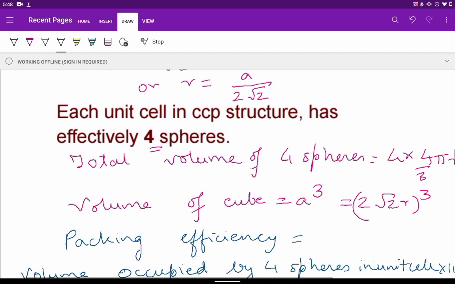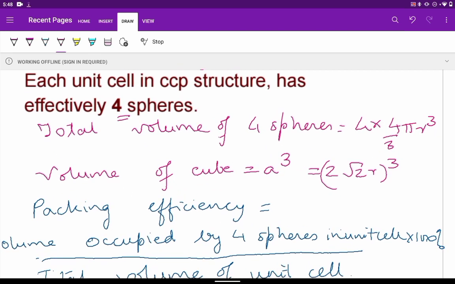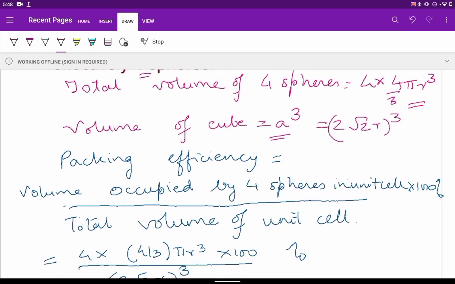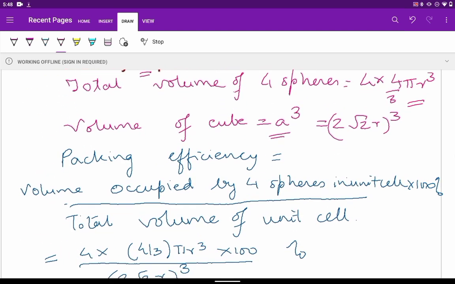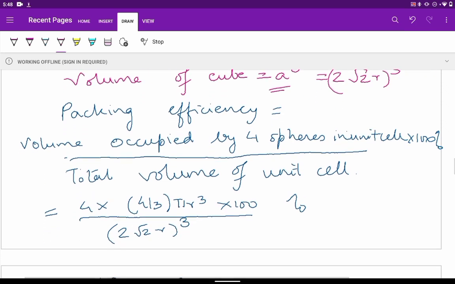Okay. So the total volume of 4 spheres will be equal to 4 into 4 by 3 pi r cube. And the volume of the cube is a cube. A is equal to 2 root 2 r, so it will be 2 root 2 r whole cube. So now we find packing efficiency equals the volume occupied by 4 spheres in the unit cell into 100 divided by the total volume of the unit cell, percent. On putting the values we get 4 into 4 by 3 pi r cube into 100 divided by 2 root 2 r whole cube percent. So we just have put the values which we calculated above.